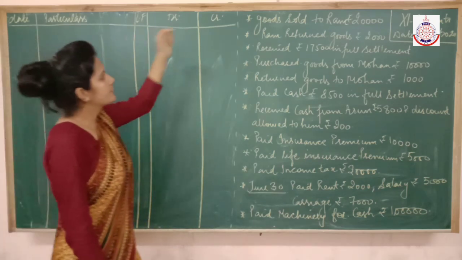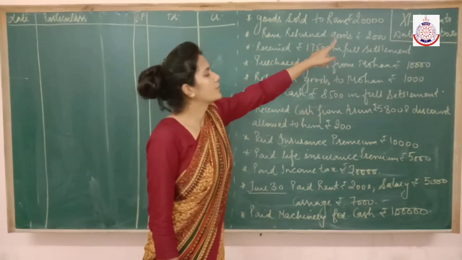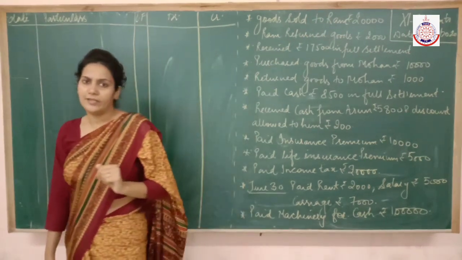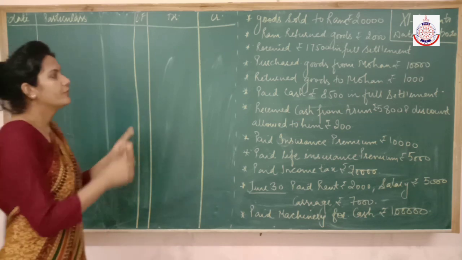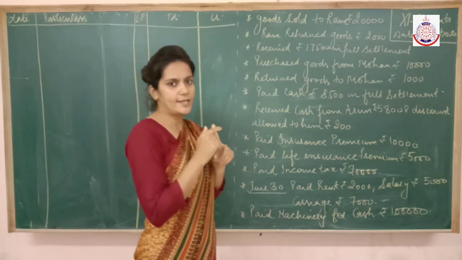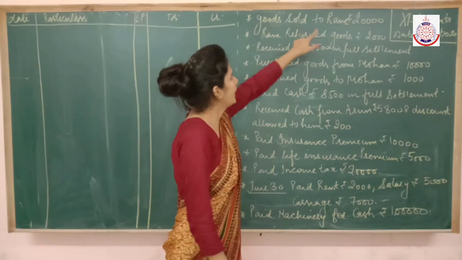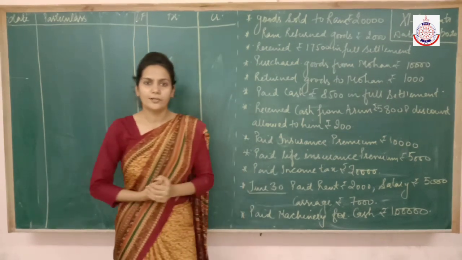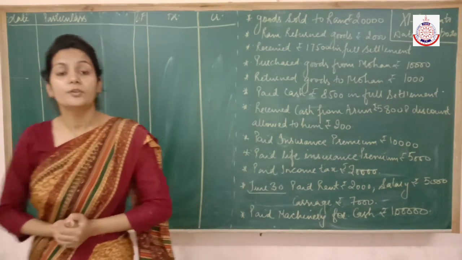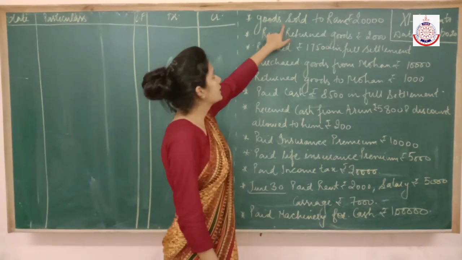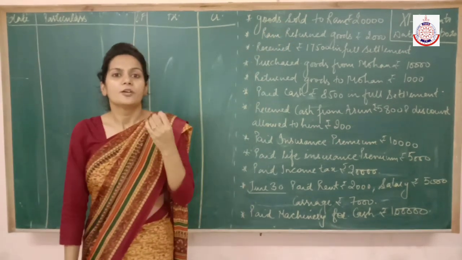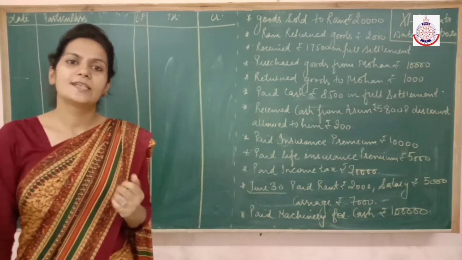First transaction is goods sold to Ram 20,000. Fine, we did this entry yesterday only. Goods sold to Ram rupees 20,000. Now I told you to check first of all which two accounts are involved in the transaction. Here goods and Ram. Two accounts are involved, correct? Now, as I told you yesterday also that whenever we are selling goods, we can't use the word goods. We have to use the word sales.